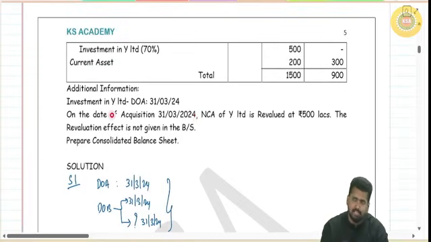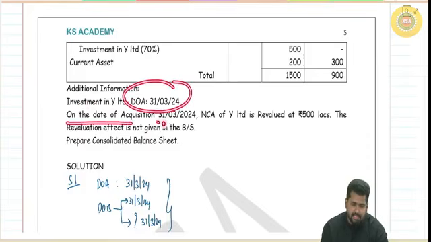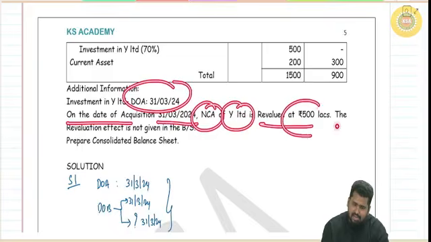Now one adjustment they are giving. At the time of acquisition, on the date of acquisition, 31st March 2024, the non-current asset of Y Limited is revalued at 500 lakhs.